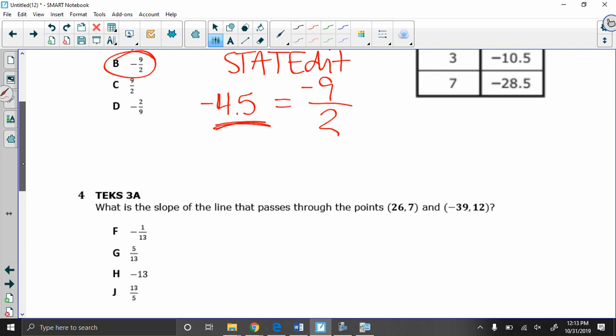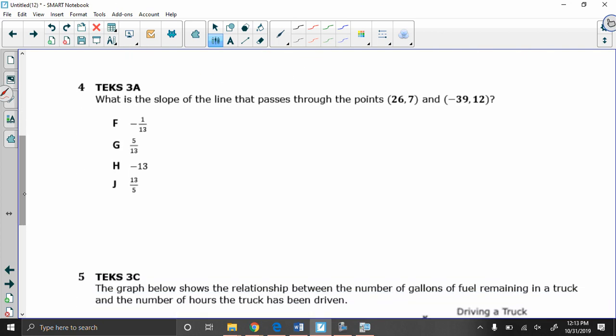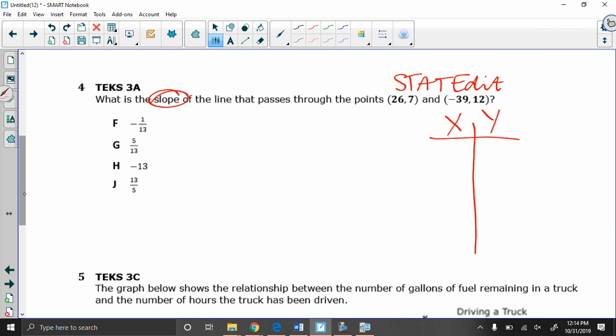Number 4, again, it's asking us for the slope of the line that passes through the 2 points, (26, -39) and (7, 12). So whenever we're given 2 points, we can again use stat edit. And I'm going to put these points into a table. That way I keep all of my x's in one column, y's in another. This helps keep me organized to where I don't mess up anything.